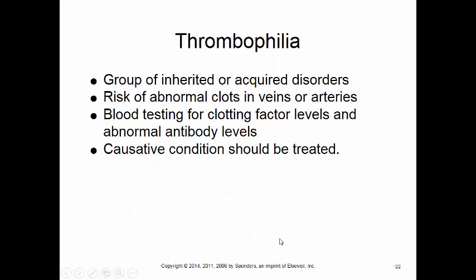Okay. I think the last one we're going to talk about is thrombophilia. This is an inherited or acquired disorder. This is where we get abnormal clots in the veins and arteries. When we test for this, we're looking for abnormal clotting factor levels and antibody levels. The underlying condition should be treated.